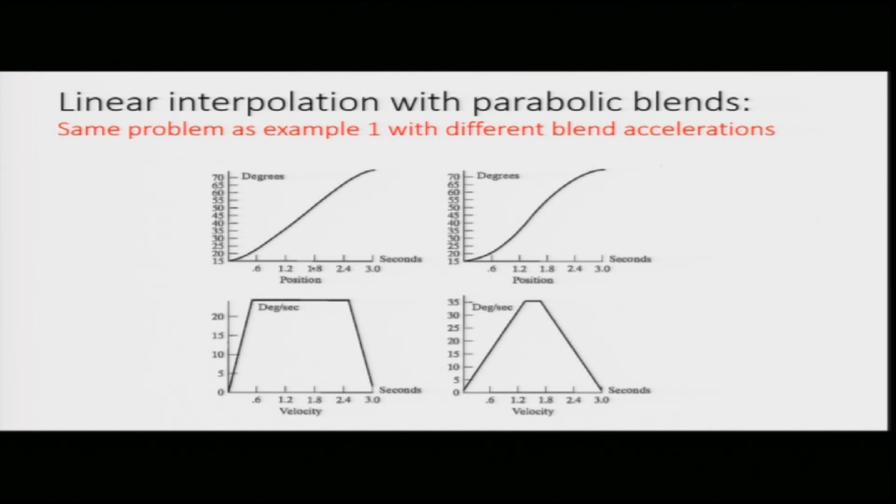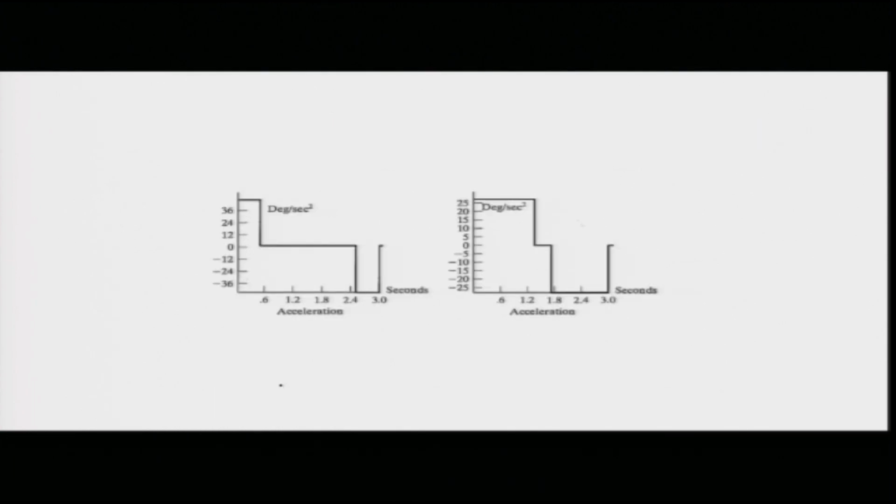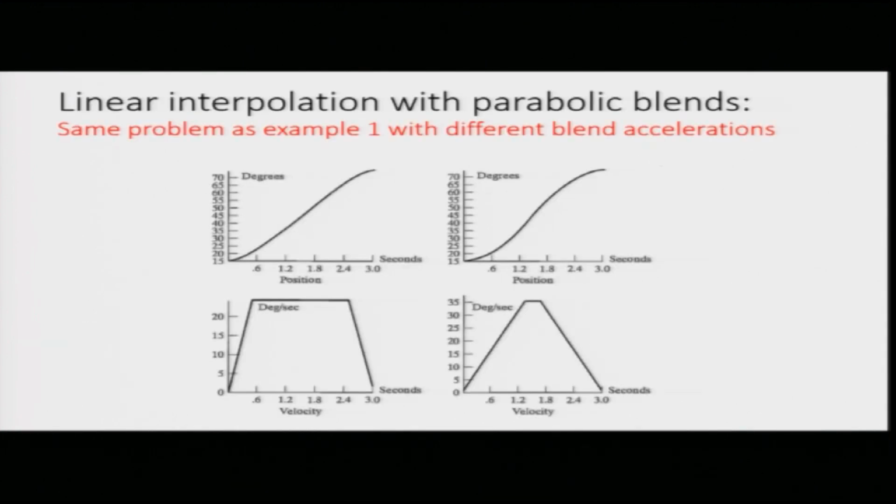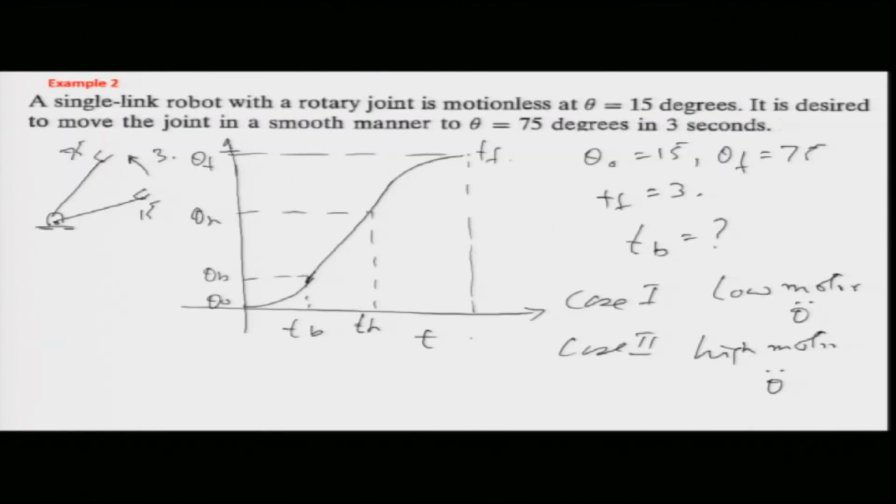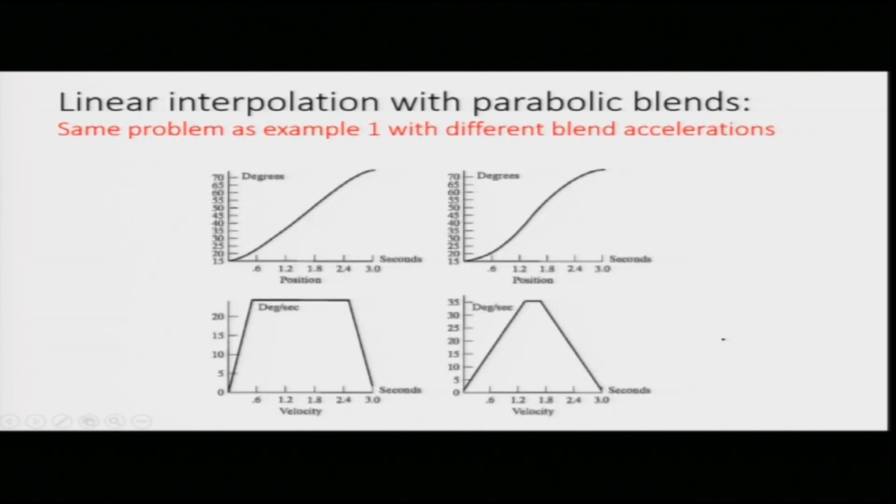So, this is case 1 where we are having different accelerations with parabolic blends. Here we are using a high acceleration and a low acceleration. Case 2 is reversed. This is essentially a high motor acceleration and this is a low motor acceleration. Sorry, this part was reversed. So, we are finding out the graphs.